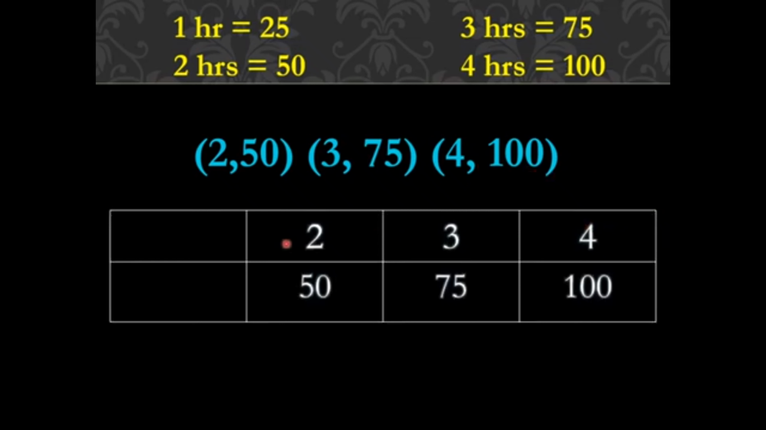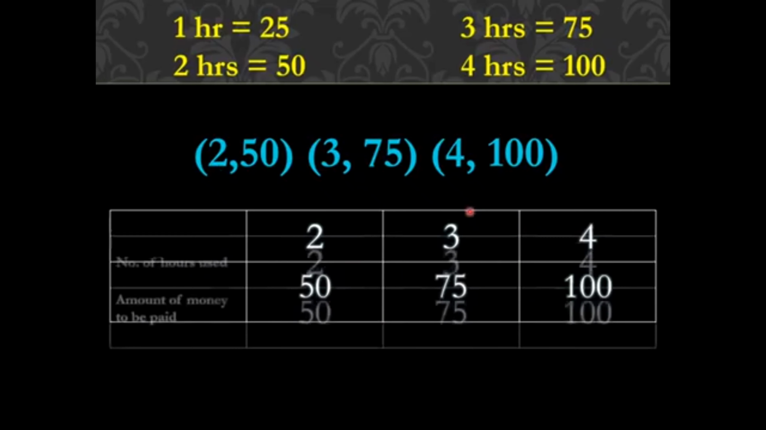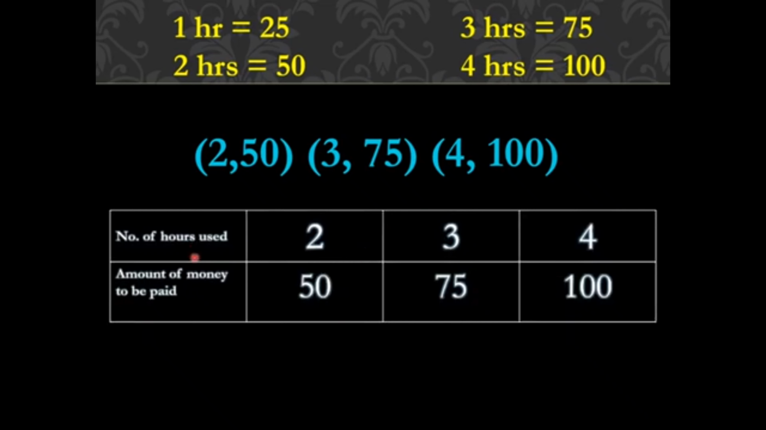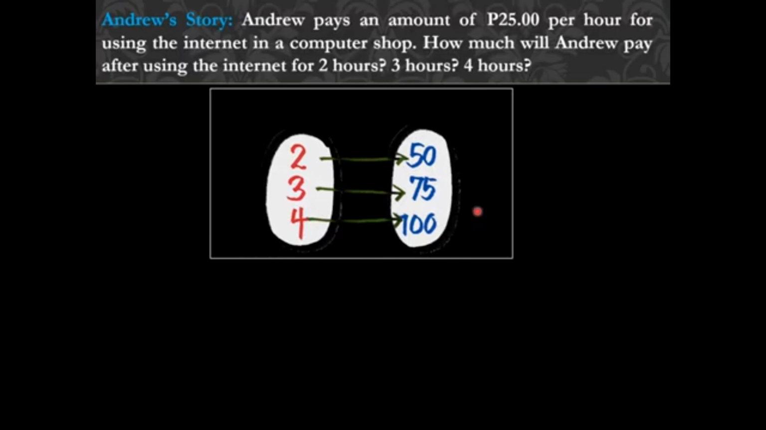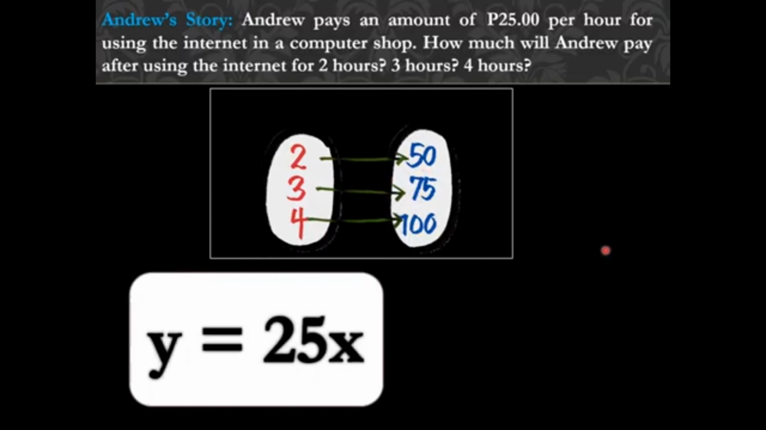Using a table of values, the elements in X are on the first row and the elements in Y are on the second row. The first elements are the number of hours used and the second elements are the amount of money to be paid. You can also write the table of values vertically. Using the mapping diagram, 2 is for 50, 3 is for 75, and 4 is for 100. And using the equation or rule, y equals 25x.